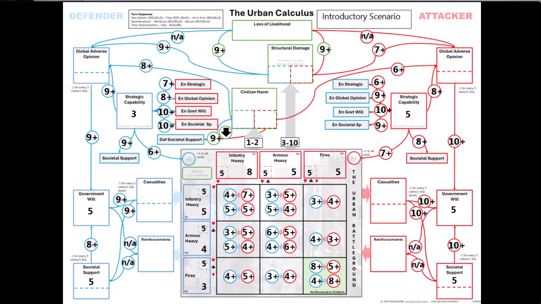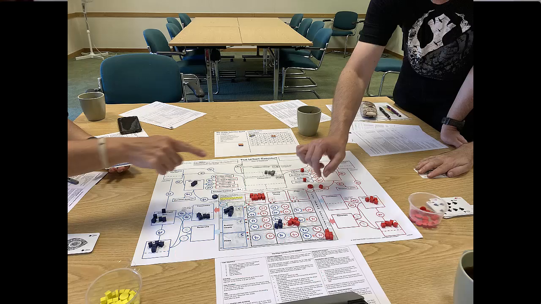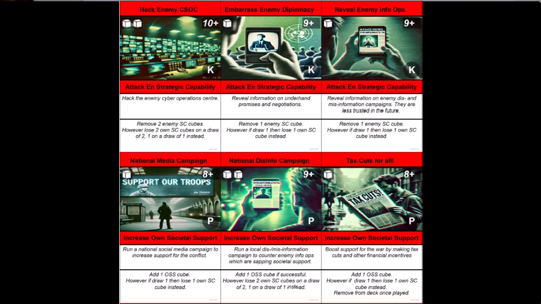In the first video I presented an introduction to the urban calculus and the systems model that it used, and then in the second video I showed you how to play the basic game. This third video describes TUC Evolved, a variation of TUC which uses capability cards for strategic actions.